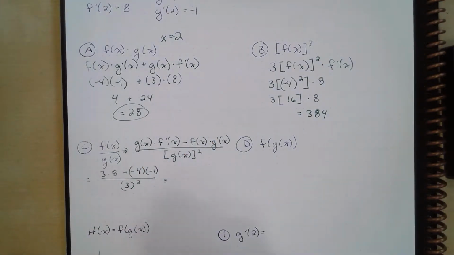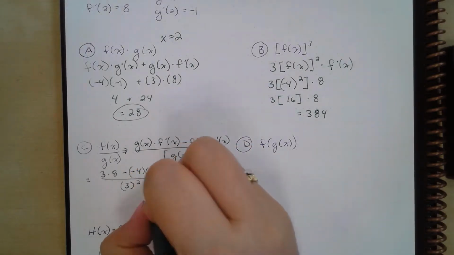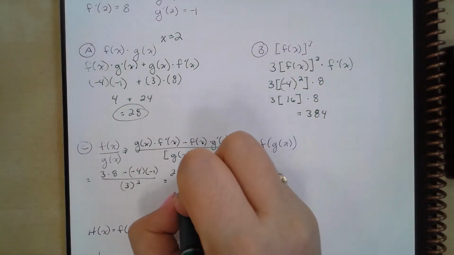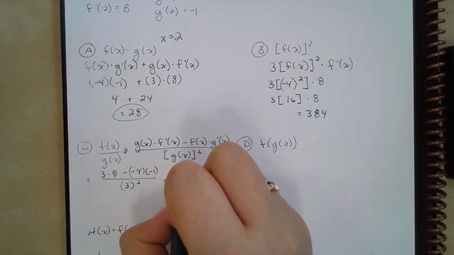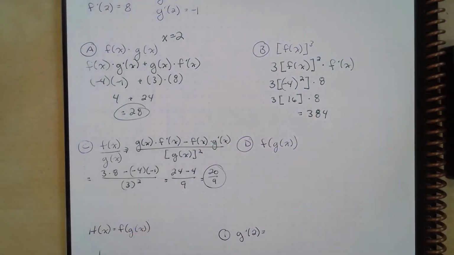So I can kind of do some math here. 3 times 8 is 24. Negative 4 times the negative 1 is a positive 4, but this is a minus a positive 4 over 9. So we've got 20/9. I'm not going to simplify that anymore.